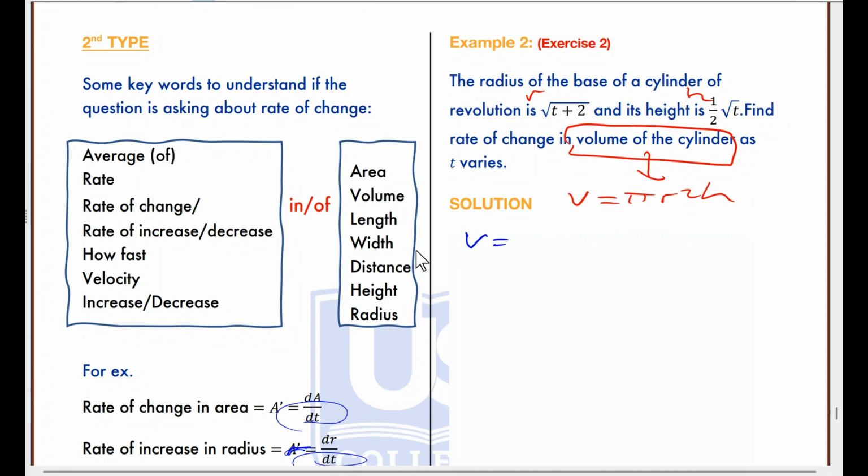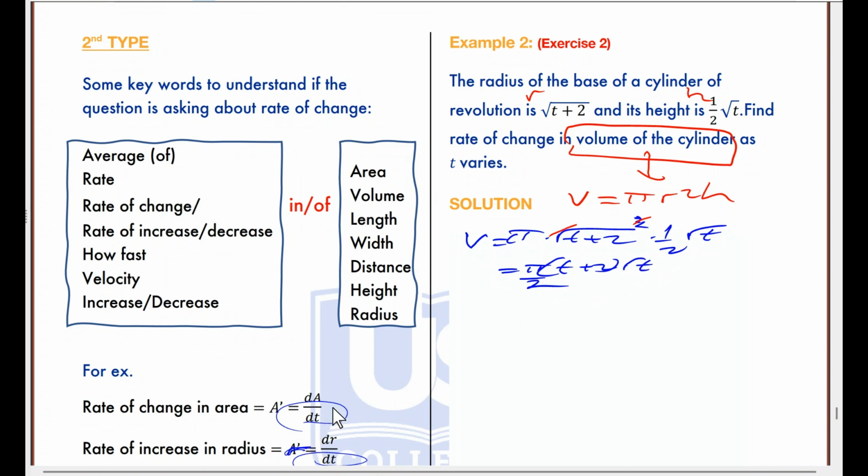Volume equals pi r, which is given as square root t plus 2, squared, times h, 1 over 2 square root of t. So that's my volume. Let's simplify a little bit. This 2 will lift the radical off. So we will have pi times (t plus 2) over 2, of course, square root of t.